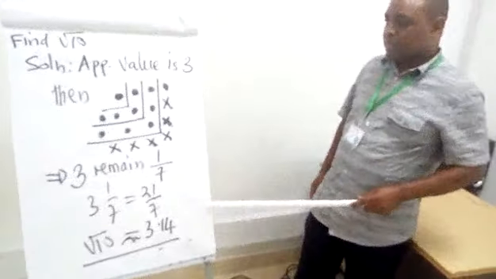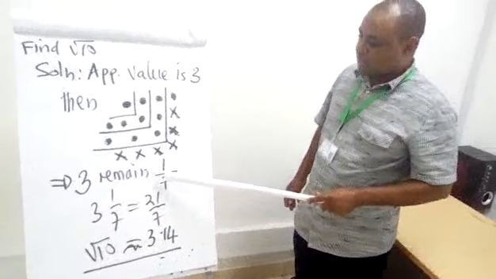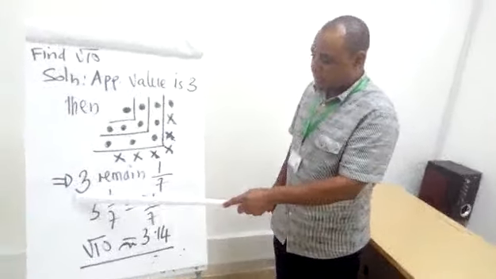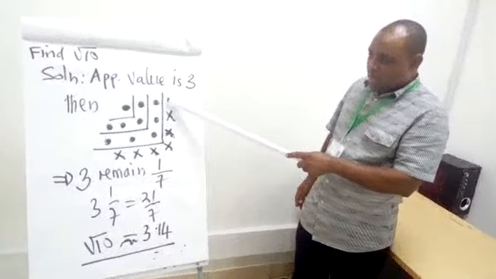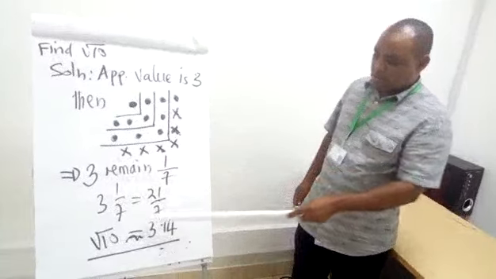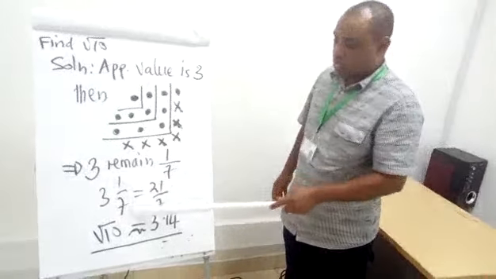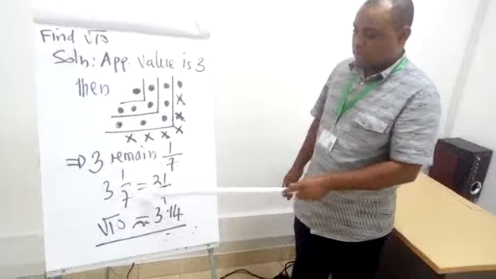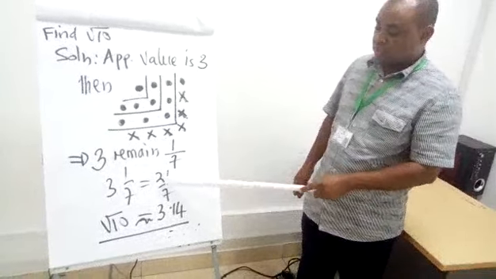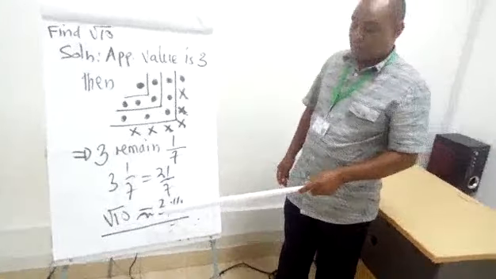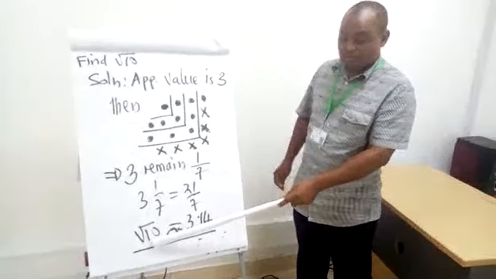Then what comes out is that we'll have 3 and remaining 1 out of 1, 2, 3, 4, 5, 6, 7. Therefore, we can write it as a ratio or rational number, 3 and 1 over 7. If you convert it to an improper fraction, 22 over 7, which now gives us 3.14 as the approximate square root of 10.